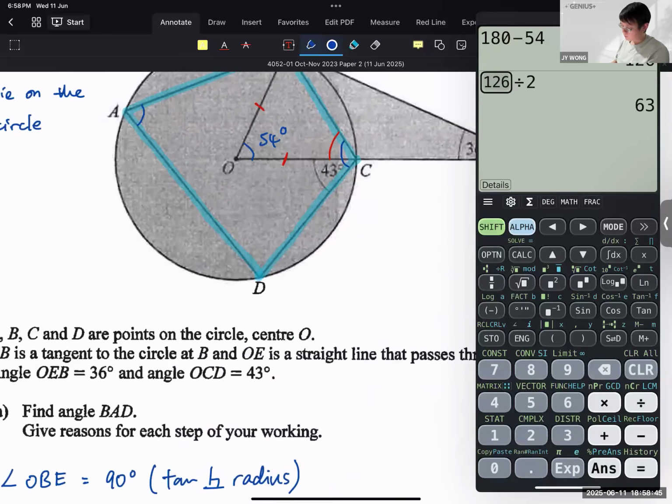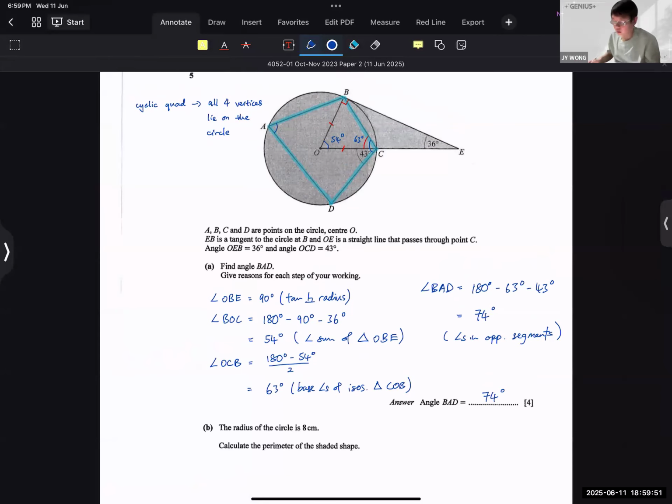Now, again, I need to remind you, angles unit is not given. Please always make sure you write it. Then don't forget to write the reason. Angles in opposite segments. Segments cannot be short form. Please spell it out. Okay. So we are basically making use of the cyclic quadrilateral here.